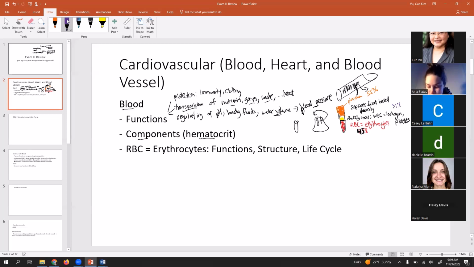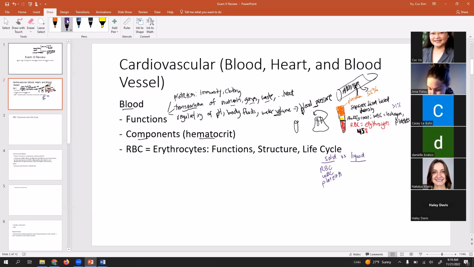Okay. Now, we do categorize the components of blood in another way as well. So we categorize it based on what's there. But another way to categorize the components of blood is based on solid versus liquid. And what's the solid components of blood? Red blood cells, white blood cells. Yes, ma'am. And one more. Platelets. Yes.